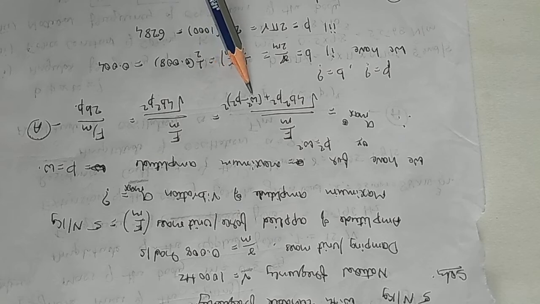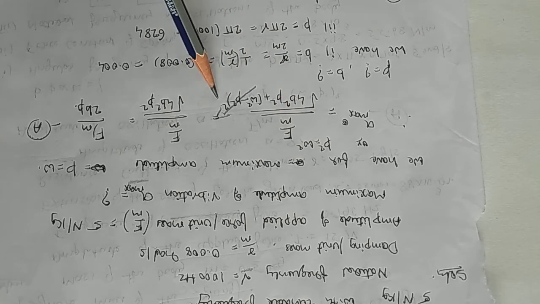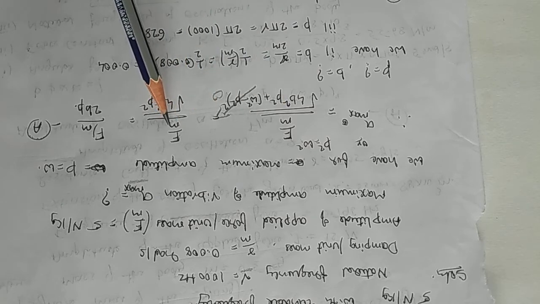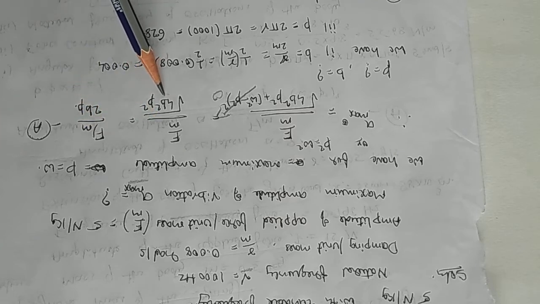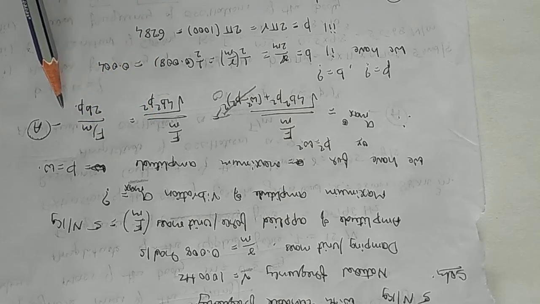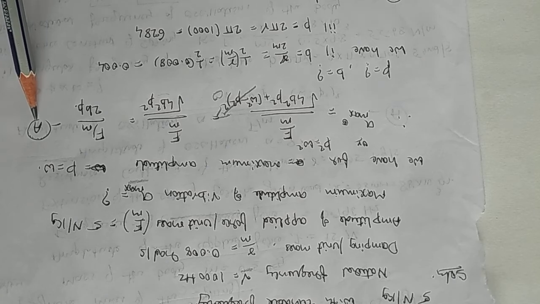It becomes, as omega square is equal to p square, this term in the bracket becomes 0. Therefore it reduces to F by M divided by the square root of 4b square p square, or F by M, if you simplify, it becomes 2bp. Call this equation number 1, A.